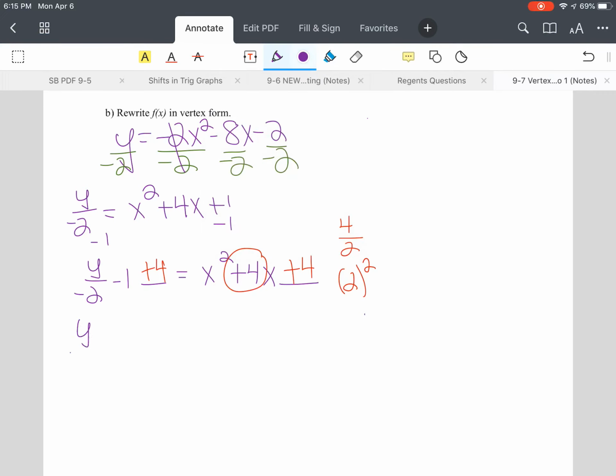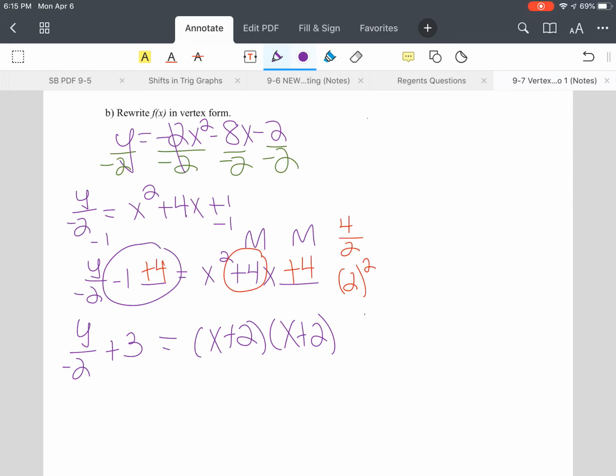So now on the left, I know it's a little weird, we'll leave the y divided by -2. Let's combine -1 plus 4. So that's +3. And then on the right, we need to factor x squared plus 4x plus 4. What multiplies to 4 and adds to 4? That is x plus 2, x plus 2. Or we can write that as x plus 2 squared.